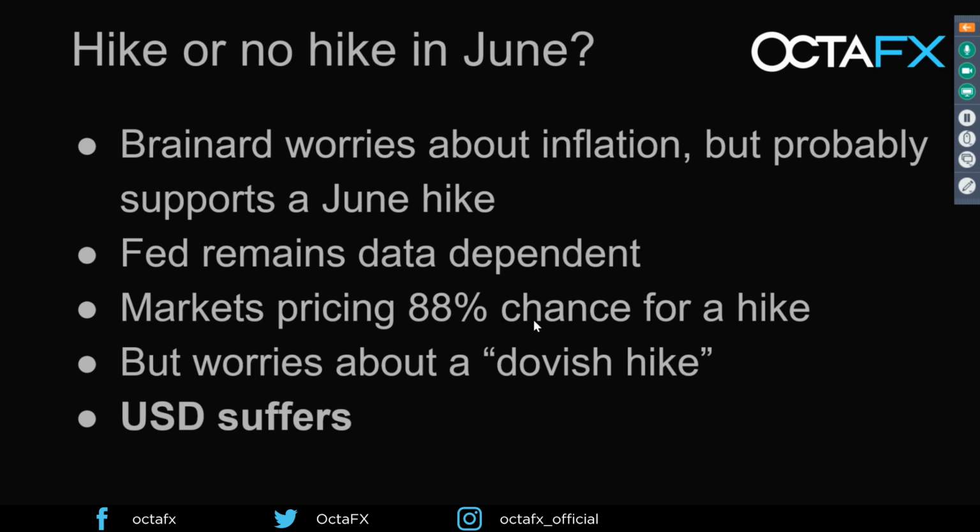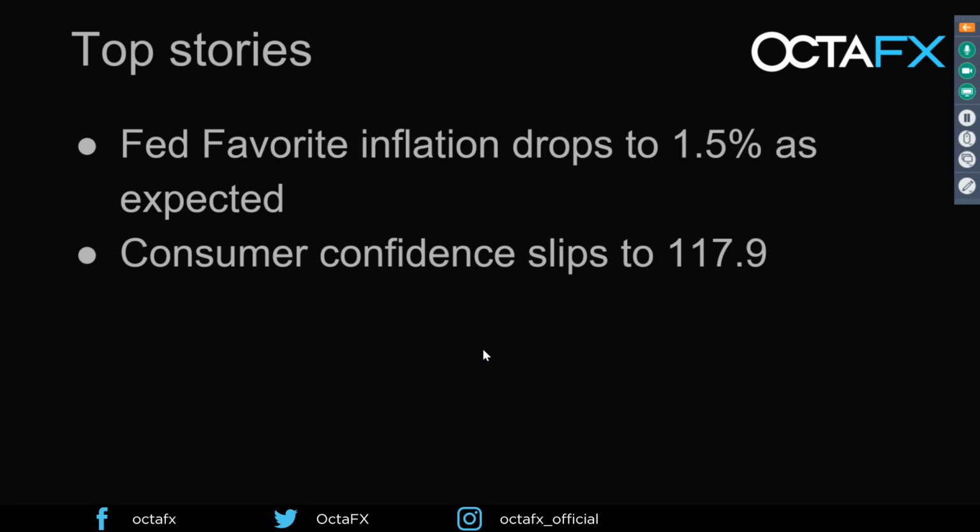Okay, so a bit of indicators. The Fed's favorite inflation figure drops to 1.5%. That's below the 2% target, moving away from the target, and that weighs on the US dollar. Consumer confidence slips to 117.9, weaker than expected, but still relatively high. So data is a bit mixed, and of course, once again, the recurring theme is the non-farm payrolls.